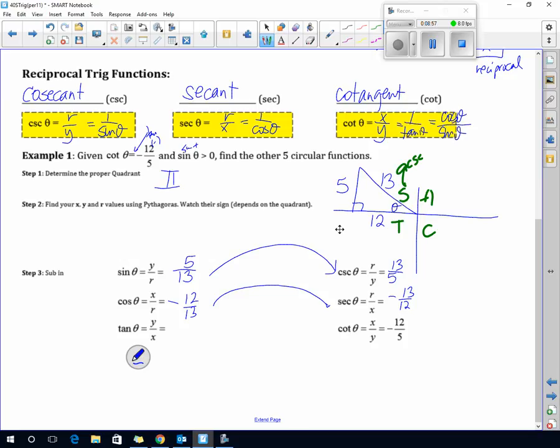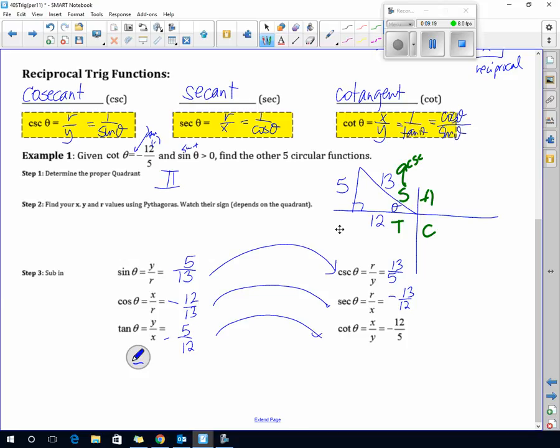It's all good. Okay, tan theta is y over x, so that would be 5 over 12. And is it negative or positive? Negative, so cotangent would then be, oh, they give you that one, negative 12 over 5. Well, hey, I did it right then, because that's what it turned out to be.